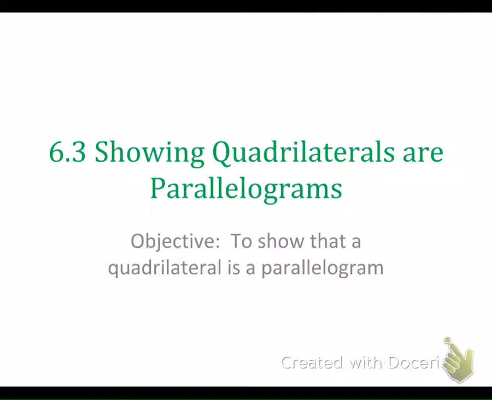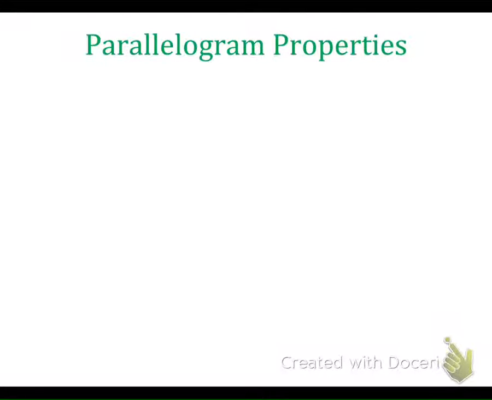Okay, 6.3 is showing quadrilaterals or parallelograms. So we're doing reverse of what we did yesterday. So yesterday we were saying if it's a parallelogram, then this. But now we're showing how do we prove that a quadrilateral is a parallelogram.